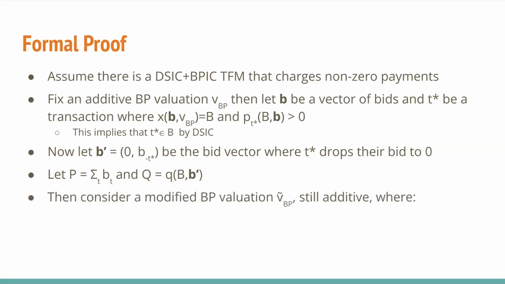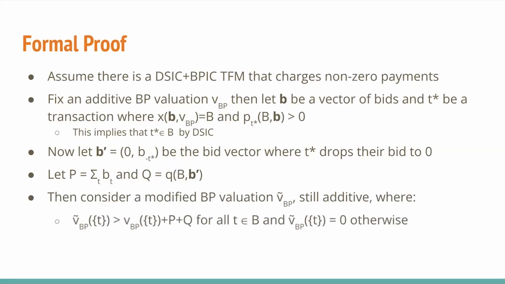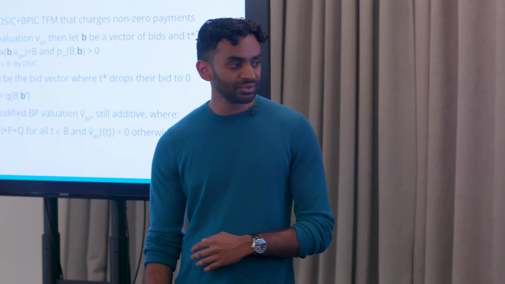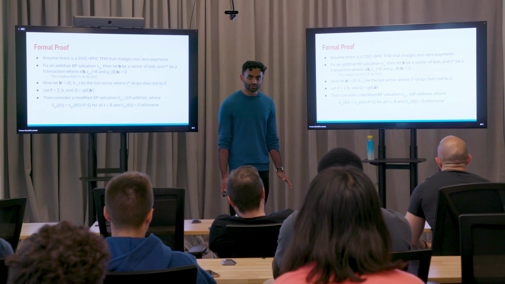And so now we'll consider a modified BP valuation. It's called V tilde BP, where it'll still be additive, except for every transaction that was in this original block B, V tilde's value for this transaction is going to be scaled up by this additive P plus Q factor. So it'll be really high. V tilde is the same as V, except with an even higher valuation for the transactions that are being included. And for every other transaction that wasn't in B, we can just set V tilde to 0 for those transactions.